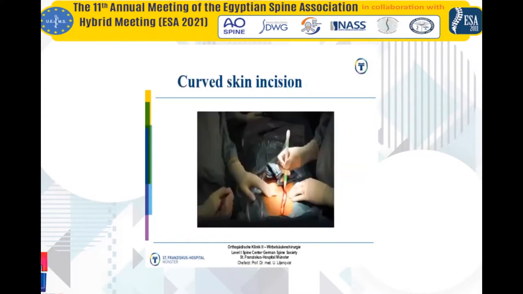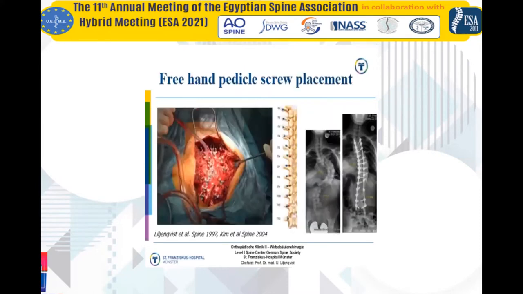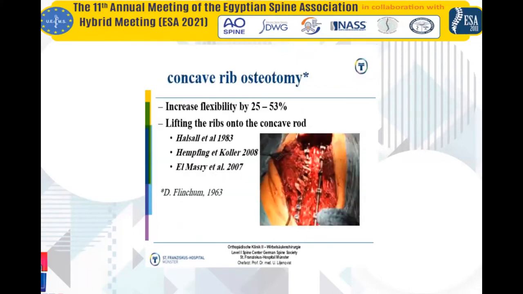So I would like to briefly review the surgical steps. You do a slightly curved skin incision. You do a thorough posterior release with the Schwab type 1 release. We do not do Ponte osteotomies for several reasons. We do the freehand pedicle screw instrumentation, as you can see here, with the high screw density and a full pedicle screw instrumentation on the concavity of the curve. And then we do a concave thoracoplasty, and that increases the flexibility by 25 to 50%, and we lift the ribs onto the concave rod, and by that we also correct the chest wall deformity.